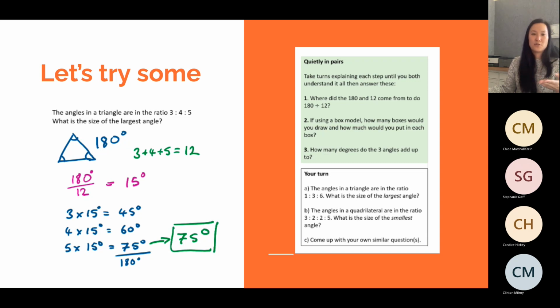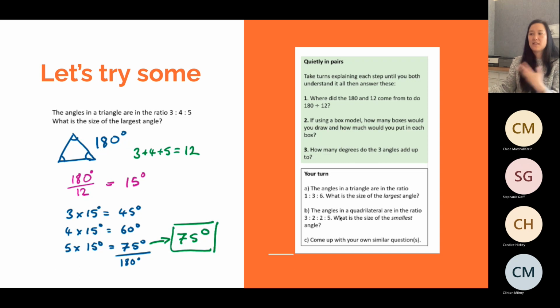So, in order for student engagement, working in pairs, working in small groups. I went to a school observation where they also used this as four corners in the classroom. You could take little groups of students and put them in the four corners, and then have them answer targeted questions, like where did these numbers come from? If you're using the box model, how many would you draw? Where would you put them? How many degrees? All of these questions really get them thinking.